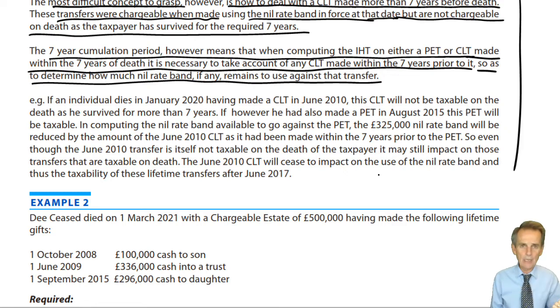So whereas with a pet that was more than 7 years before the date of death, it was entirely exempt. It was not chargeable on death, nor did it impact on those transfers, the ones within the 7 years before death, that are taxable on death. The CLT, though itself not taxable, because as we keep saying, it is more than 7 years before the date of death, is going to impact on the availability of any nil rate band that falls within the 7 years of the date of that CLT.